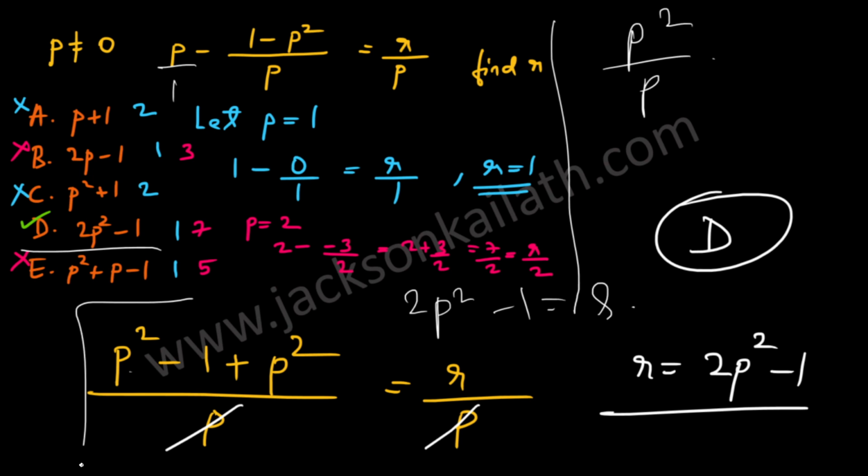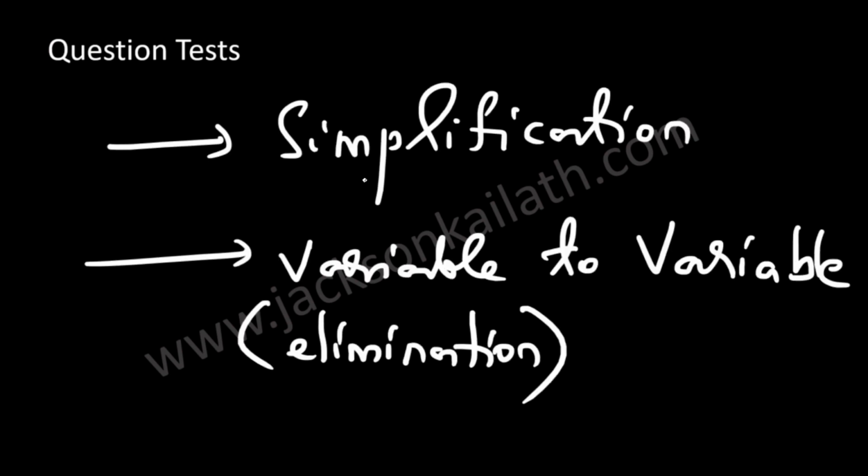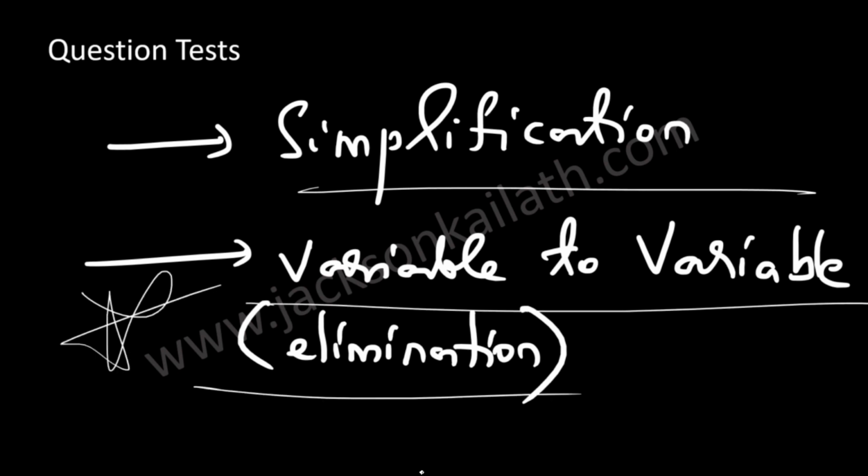Again, in this case, it was easy, but in some questions, this will be time consuming and difficult. So the best way for variable to variable questions is to assume values and eliminate the wrong options. Now let's look at what is being tested over here. You can either think of it in terms of simplification, or the best way is assume values and eliminate the wrong options.